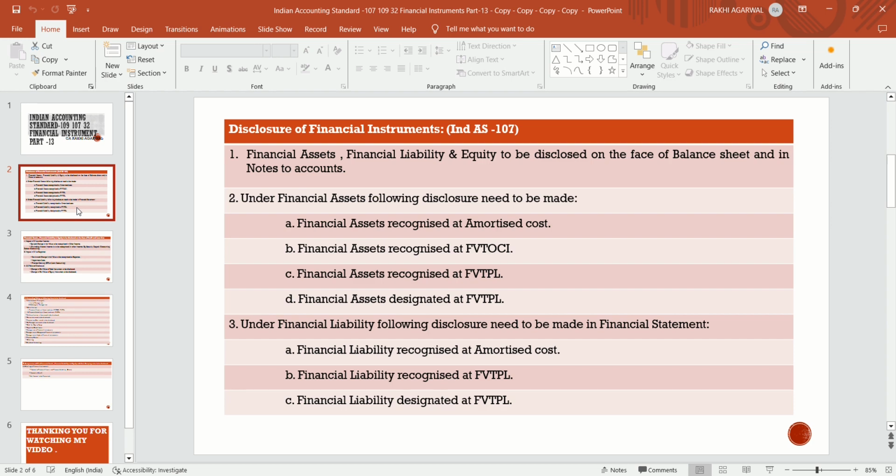Under financial asset, the following disclosures need to be made. Financial asset recognized at amortized cost is to be disclosed. Financial asset recognized at FVTOCI is to be disclosed. Financial asset recognized at FVTPL is to be disclosed. Financial asset designated at FVTPL is to be disclosed. Now under financial liability, the following disclosures need to be made in the financial statement: financial liability recognized at amortized cost, financial liability recognized at FVTPL, financial liability designated at FVTPL. So these are the disclosures related to financial asset and financial liability.